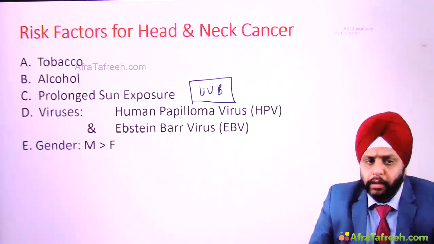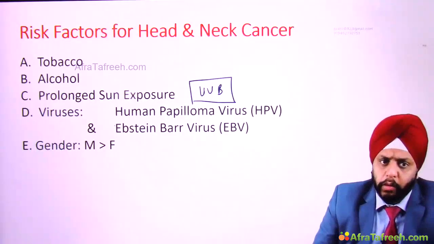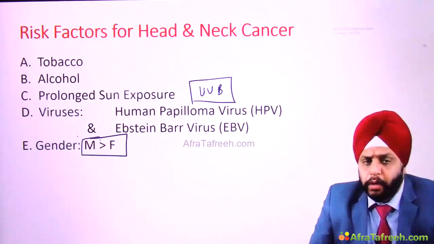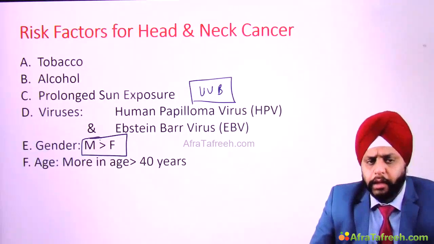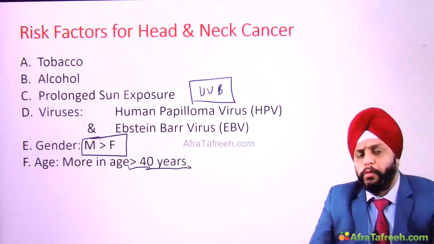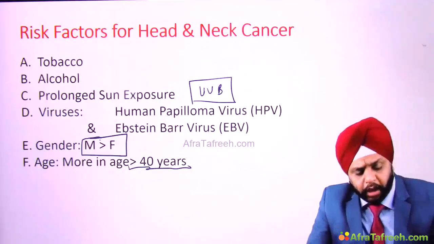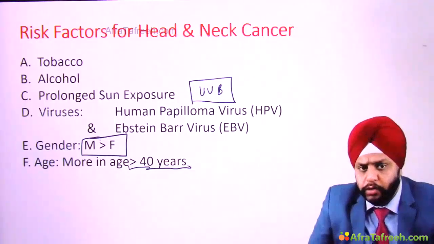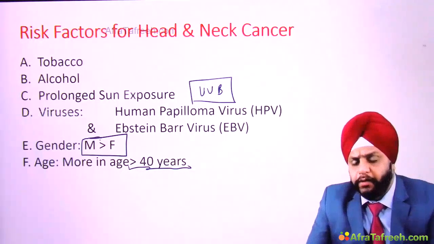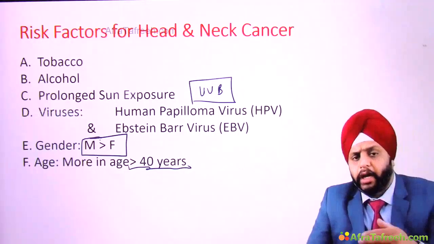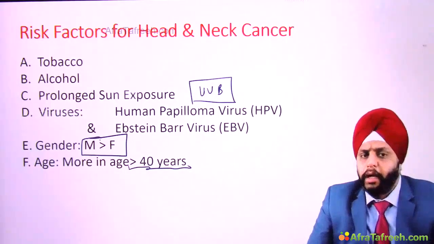Next is gender. Head and neck cancer, as we know, is more common in males compared to females, and it can be attributed to these factors also, but yes, it is more common in males. Then the age, the age group of more than 40 years is more prone to develop these head and neck cancers. Remember, I told you about CA nasopharynx. It has two peaks, a bimodal age distribution. The first peak, a small peak, is in 10 to 20. The second peak is in the 60 to 70 year age group. But yes, mostly the cancers are more common in the elder age group.